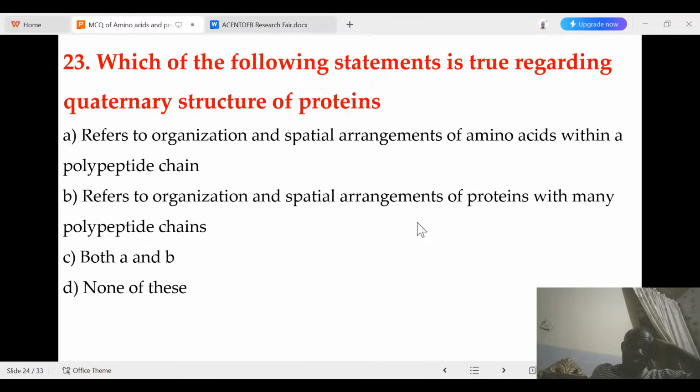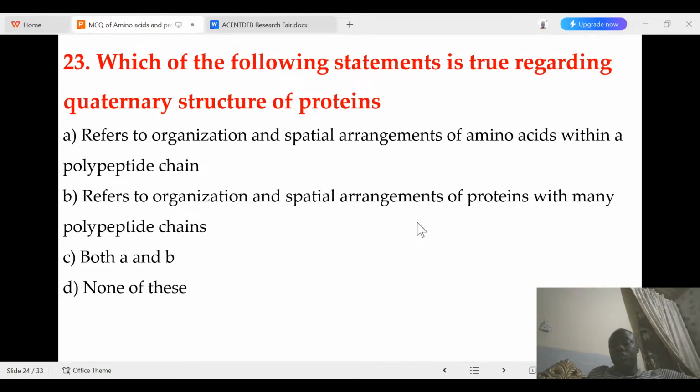Question 23. None of you answered the question correctly. First, what is the quaternary structure of proteins and how does it form? How is the quaternary structure of the protein formed?